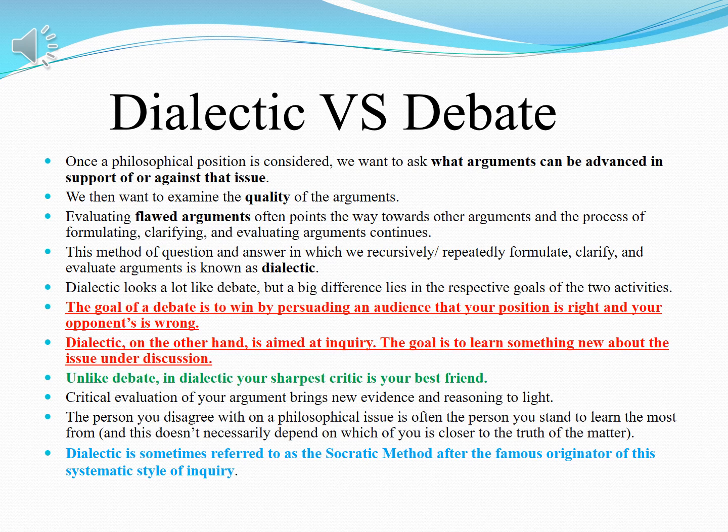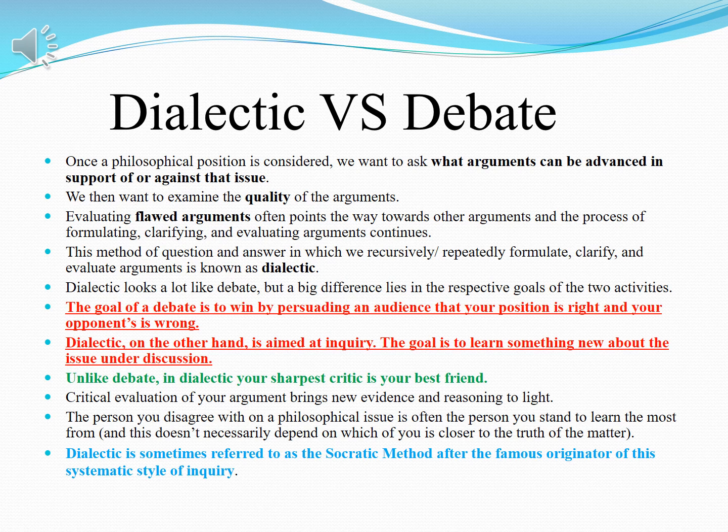Once a philosophical position is considered, we want to ask what arguments can be advanced in support of or against that issue. So when there is an issue, we try to formulate, as we have discussed before, arguments against and for. Then we want to examine the quality of the arguments. Like I already told you, we evaluate them and see whether it is a quality argument or not.